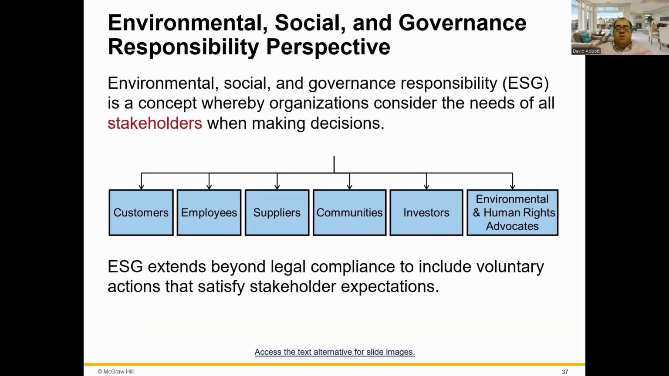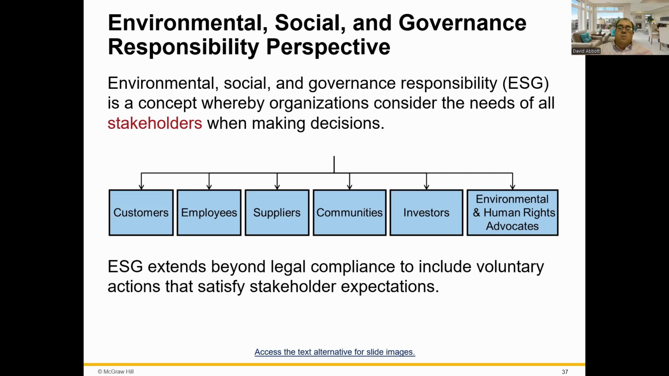Now, environmental, social, and governance, or ESG, responsibility perspective, again, realizing that companies are not just responsible unto themselves and their employees, but they're responsible for the greater good. And this is an important concept. We want to realize that companies are responsible to look to all stakeholders when making decisions. And it goes beyond legal compliance to include voluntary actions that satisfy stakeholder expectations.